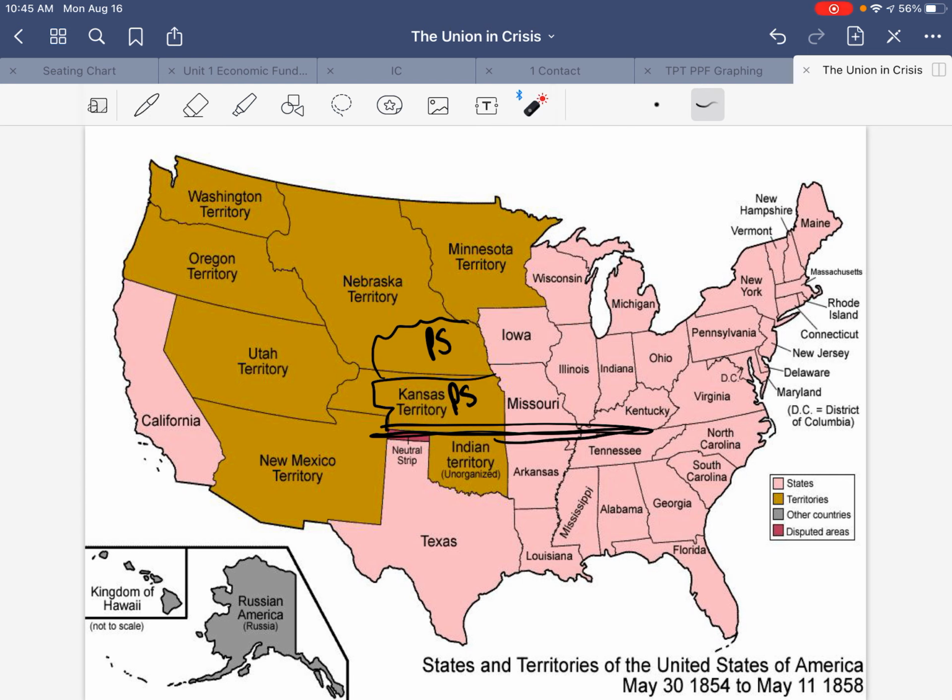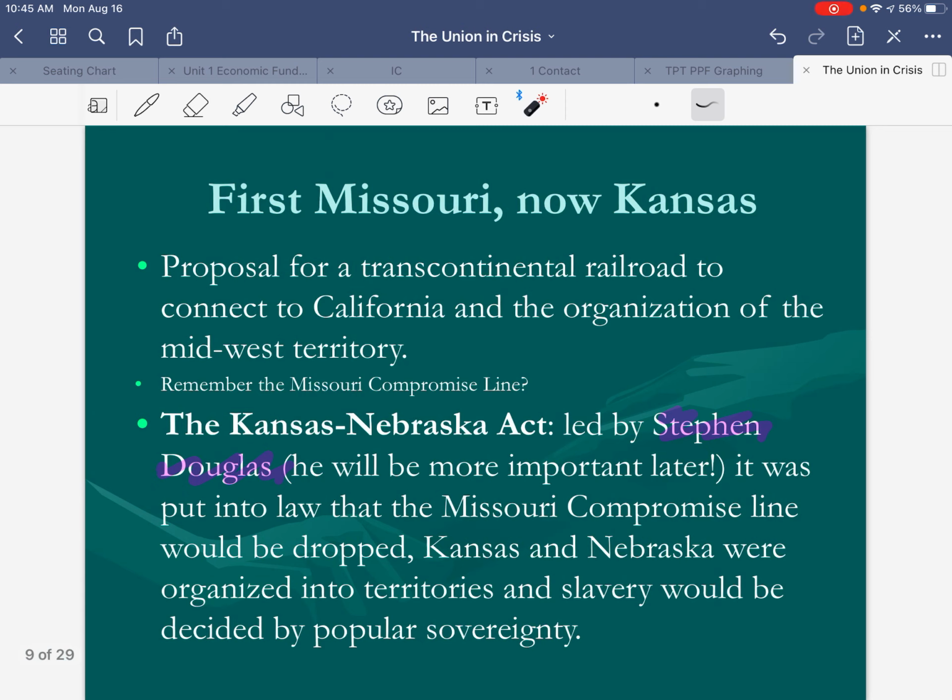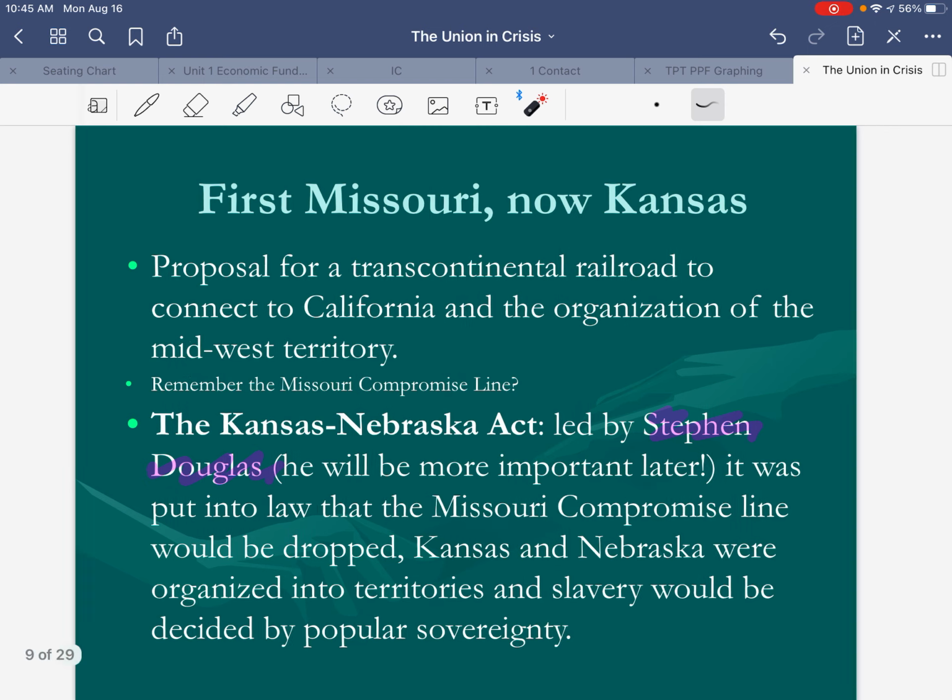But look, they are above the line. Above this line is supposed to be new free states. States that become states after 1820 are supposed to be free, not slave. But he wants them to be able to vote. So that would drop the Missouri Compromise. And those places would be added by popular sovereignty.